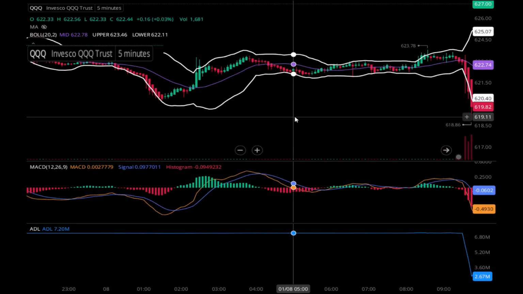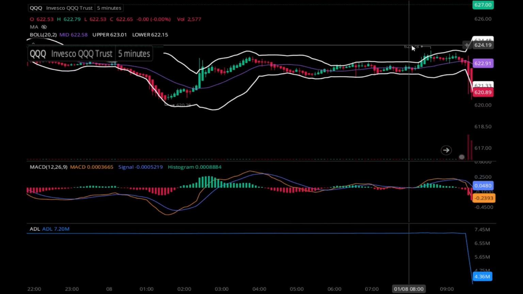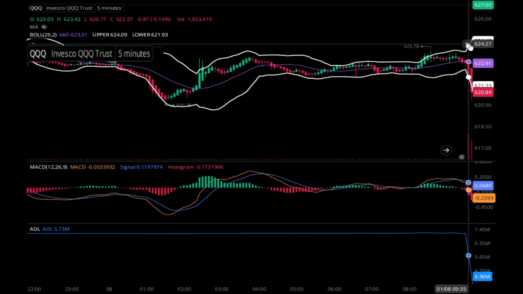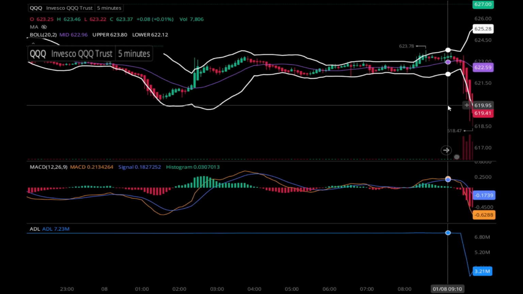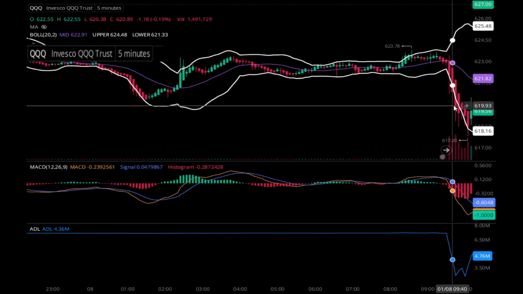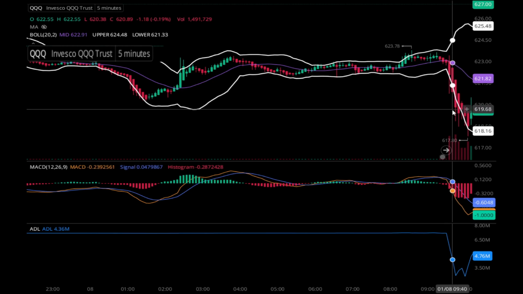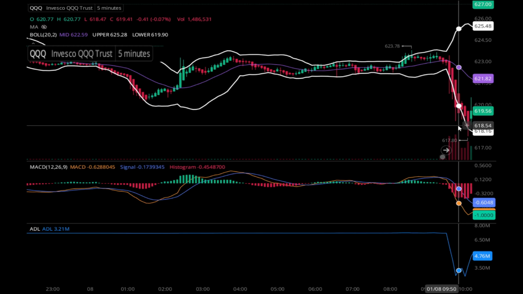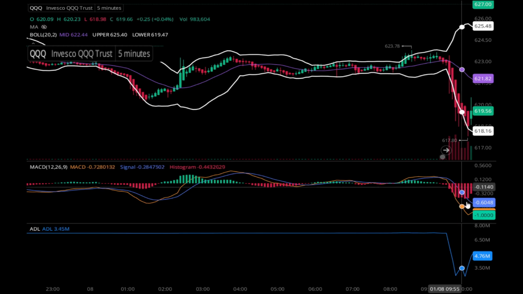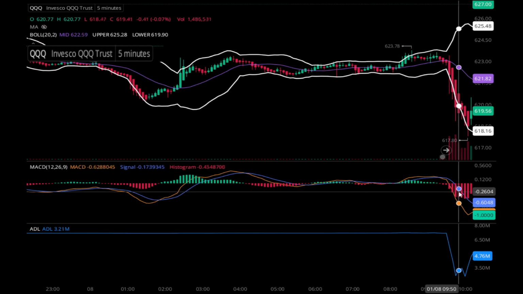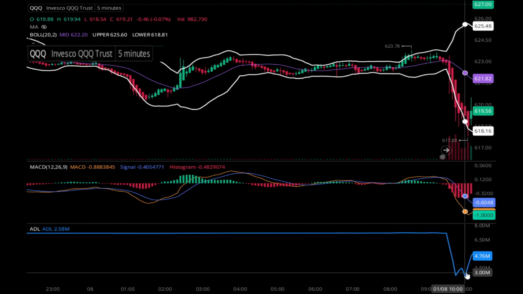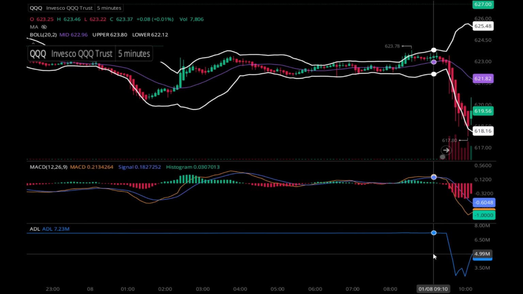So let's see this start opening up. We open up and almost immediately we just start dumping, dumping, dumping. Now we are starting to pull below that lower Bollinger on the 5 minute time frame. So many are going to say, okay, I want to start buying this. I'm seeing a little bit of tapering within the MACD. I'm seeing the ADL starting to taper and starting to pull up.